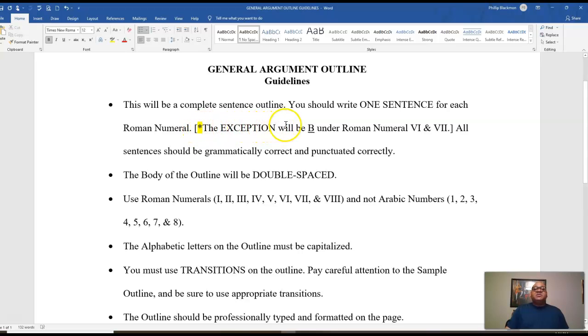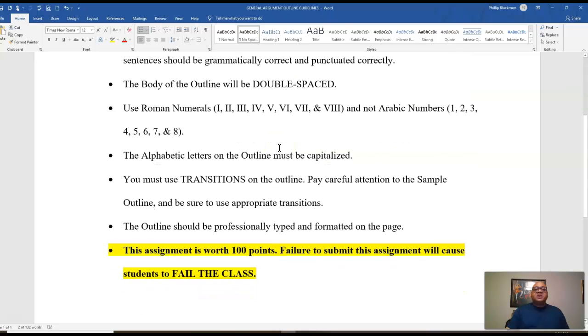I do have an exception over here, which is the B under Roman numerals 6 and 7. I will go over that in a separate video. But for the most part, you're writing a sentence outline. I only want one sentence for each Roman numeral. Okay. And again, all sentences should be grammatically correct and punctuated correctly.